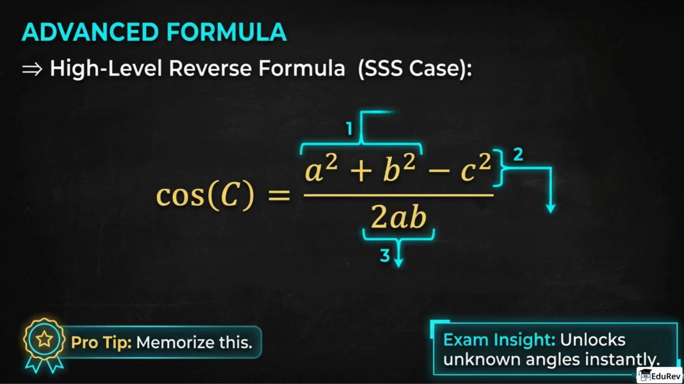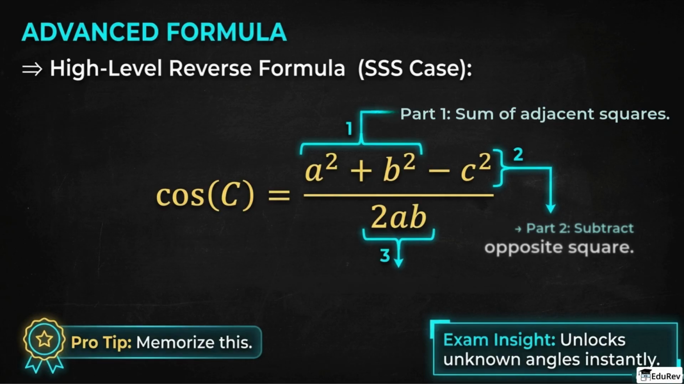The reverse form of the law of cosines is equally useful, especially when the angle is unknown. If you know all three sides, you can isolate the cosine and solve for the angle directly. The structure is simple. Add the adjacent squares, subtract the opposite square, then divide by 2ab. This is the SSS case in action, and it is a powerful tool for unlocking unknown angles quickly. Once you know this reverse form, the formula becomes a two-way street instead of a one-way trick.